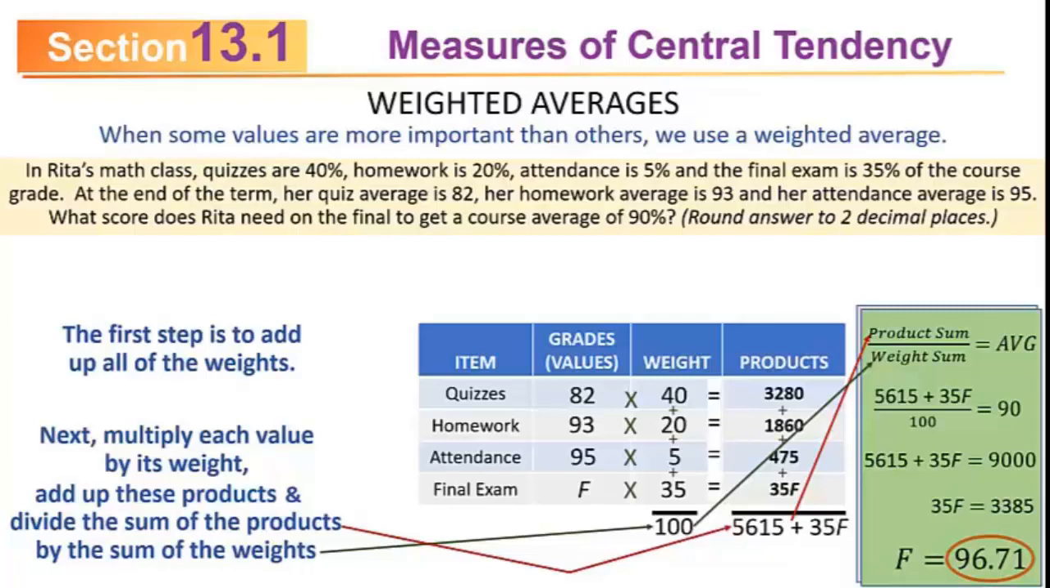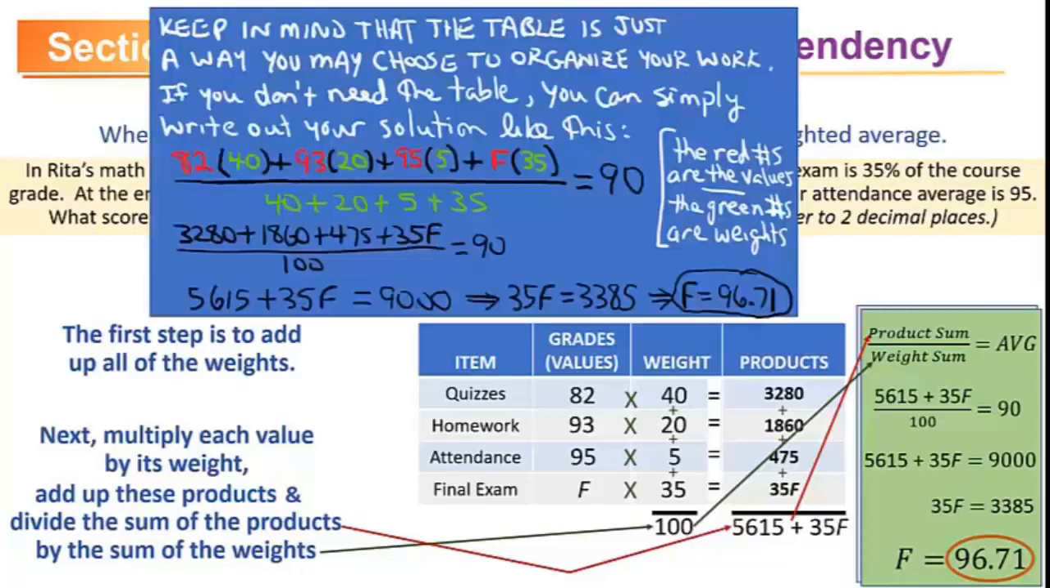The table is my favorite way to organize the calculation, but if you really understand this, you don't have to build a table. I'm just going to throw up the calculation that you would do if you didn't want to take the time to build the table. It's always a quotient, and in the numerator, it's a sum of products. And I used red and green. The red numbers are the values. Those are the actual grades that Rita made. The green numbers are the weights.